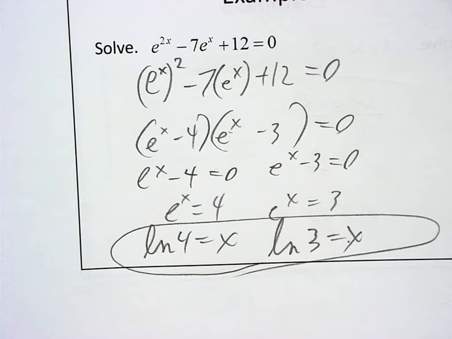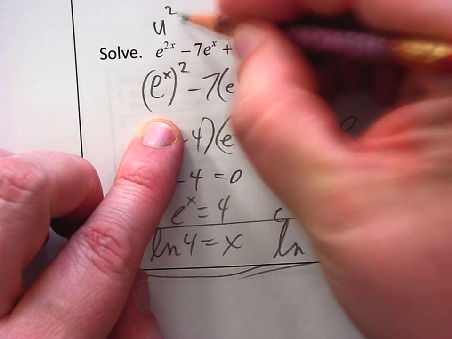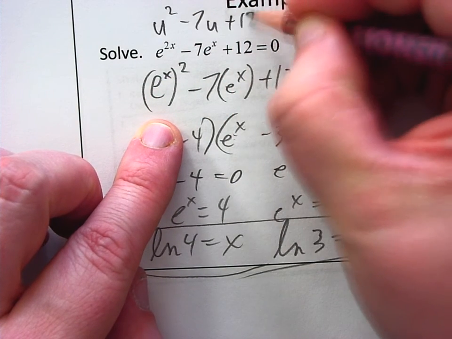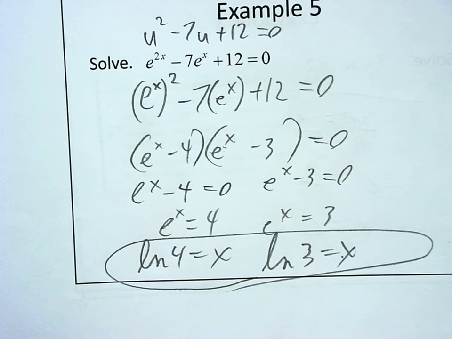Yeah. I didn't actually take it out. I moved it into the squared part, right? So essentially what I'm doing here is u squared minus 7u plus 12 equals 0. Except the u stands for what? e to the x.